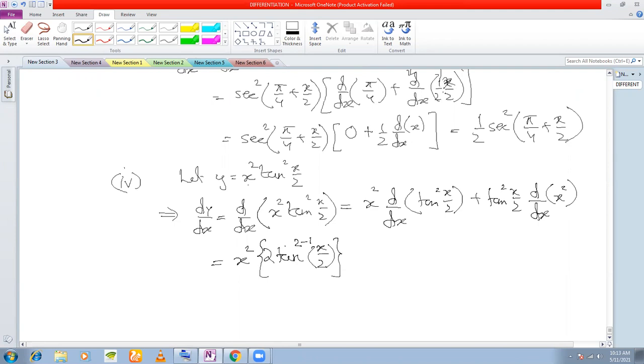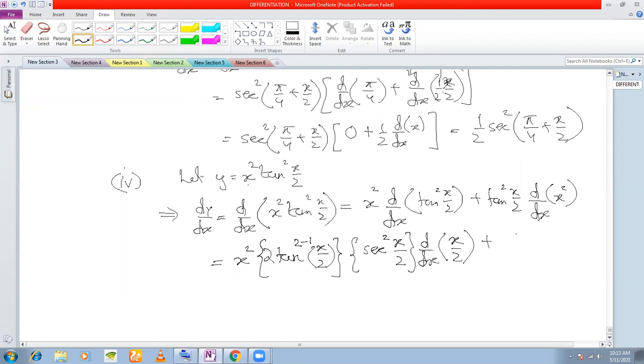And then you differentiate what is within the power. What is within the power? It is tan. What is the derivative of tan? Sec square x by 2. And then you differentiate what is within the tan, that is x by 2. This is how you differentiate the first part.